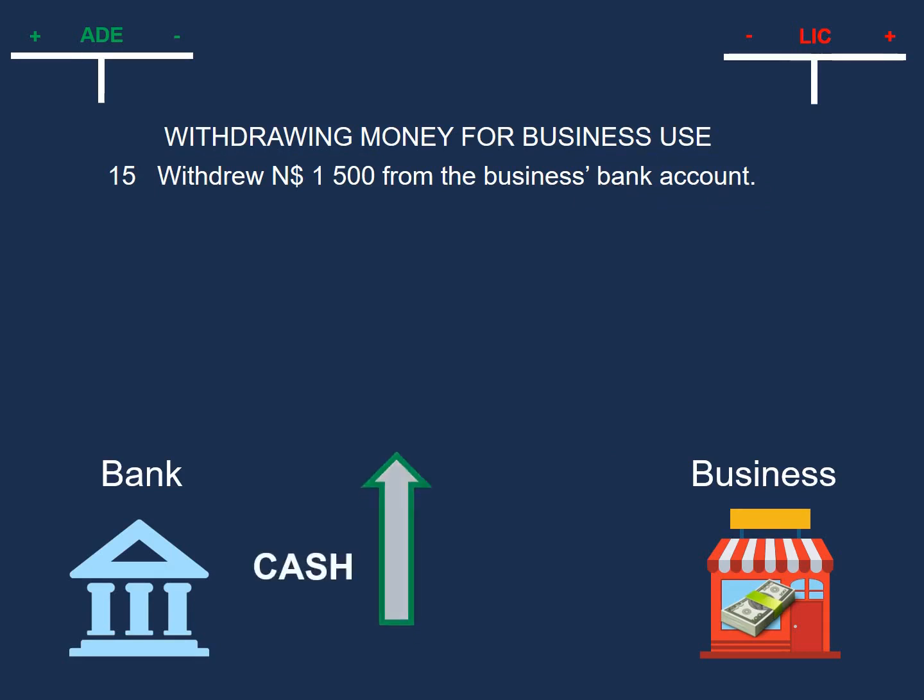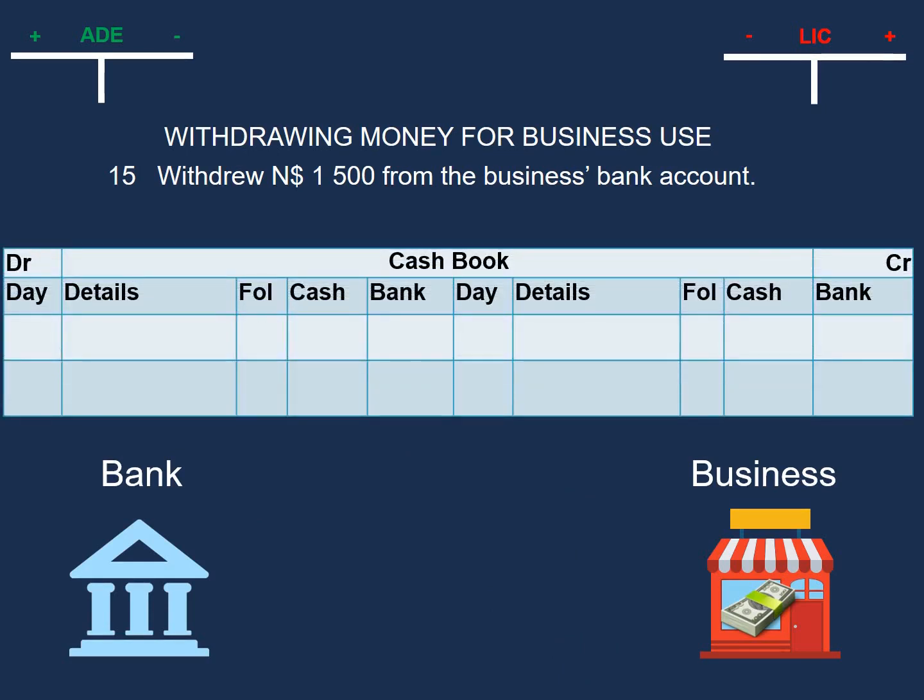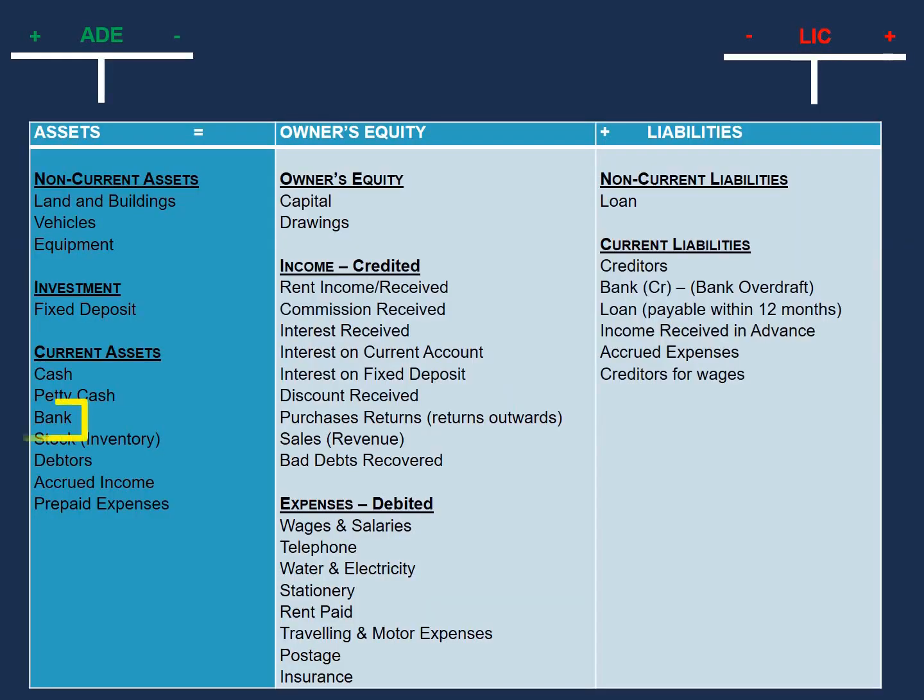So our cash will be increasing since the business is receiving the money, and our bank will be decreasing since the bank is paying the money out. So we would have one entry in the cash column and another entry in the bank column. Now bank is an asset and our asset is decreasing because the money is being withdrawn from the bank, so we would enter that on the credit side.